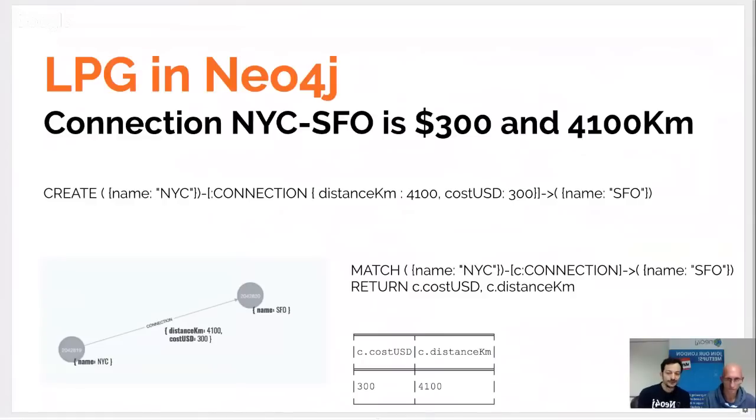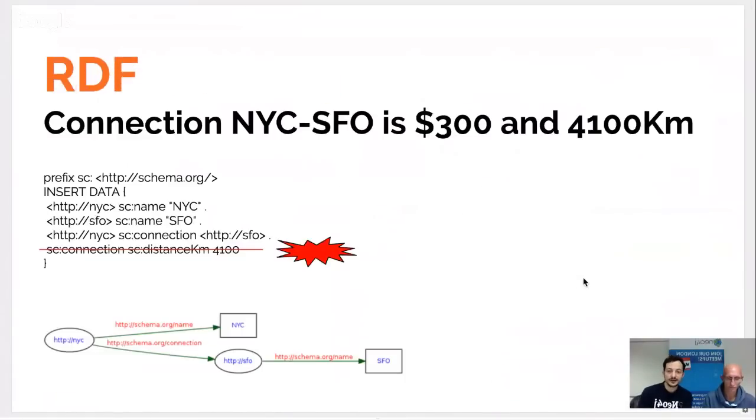Now, if you try to do the same thing in RDF, and you can try that with the query, the queries are in the guide. How would you do that? You say there's New York City, has name NYC, San Francisco, and there's a connection between them. And then you say the connection has a distance, but then the connection is generic.